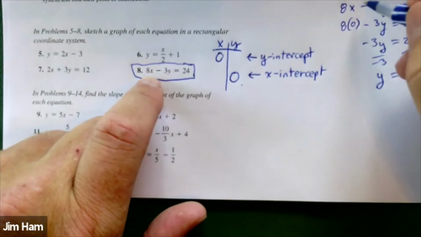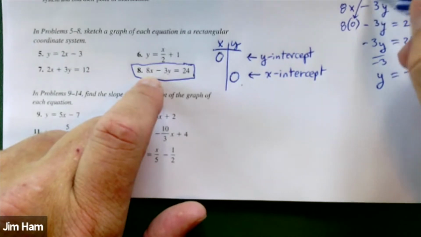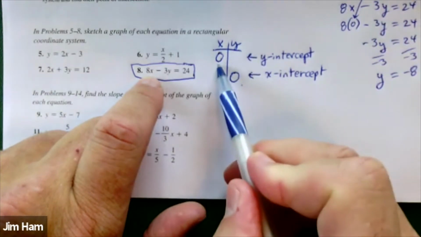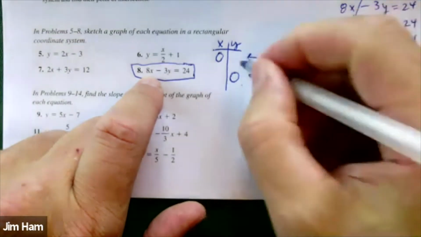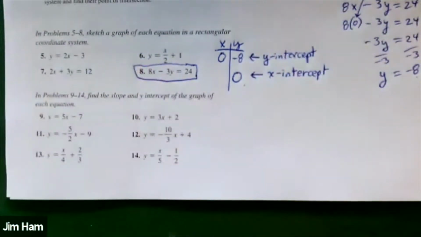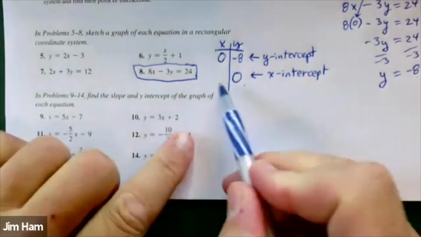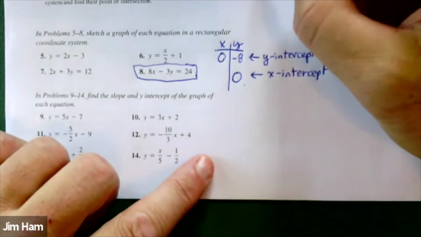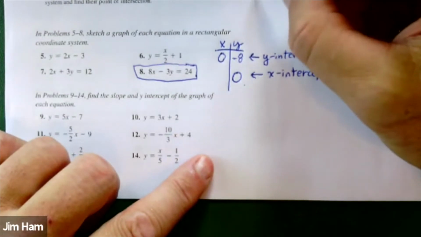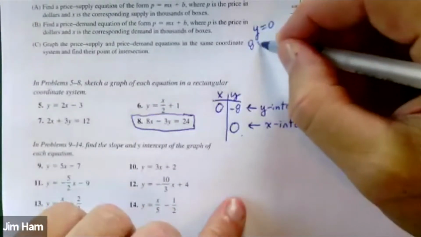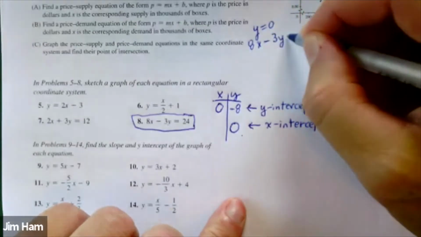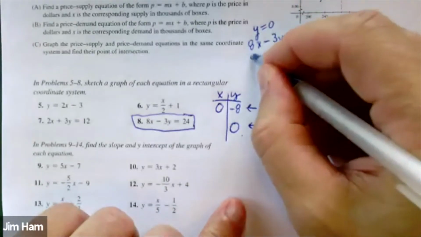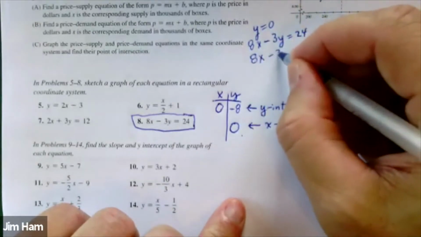So when x is 0, y is negative 8. And that gives you 1 point on your line. It's called the y-intercept. For the x-intercept, you're going to let y be 0. So you start off with your original equation and replace the y this time with 0.